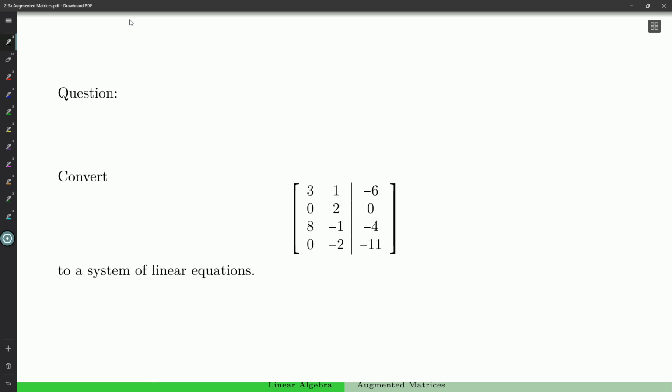For this question, we're going to convert this augmented matrix into a system of linear equations. So we're undoing the process from the lesson that we learned, 2-3a. So what do we do? Well, let's copy down our matrix first, and we'll just sort of add things to it.